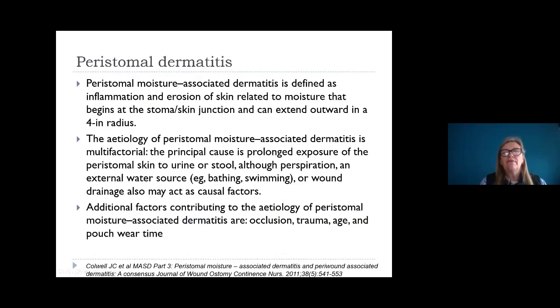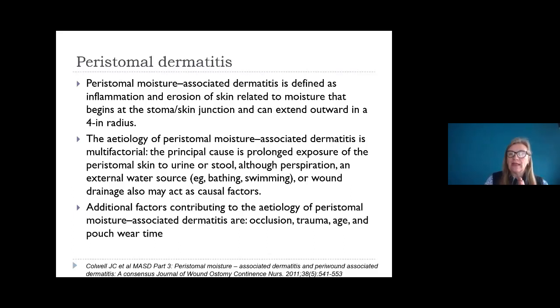So that brings me to peristomal dermatitis. And I think this is far less well discussed in the literature. So what we're looking at is where a patient has a stoma in situ and the damage, the inflammation or erosion of the skin related to the moisture that begins at the stoma skin junction and extends up to about 4 inches outwards. We know that there are many reasons for this related to that stoma, and the principal one being the exposure of the skin to the urine or the stool, depending on the type of stoma that it is. But it can also be perspiration.